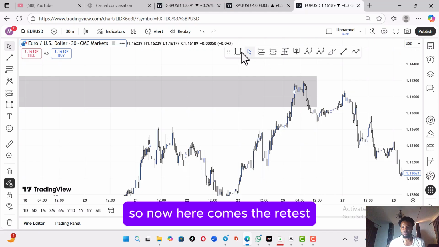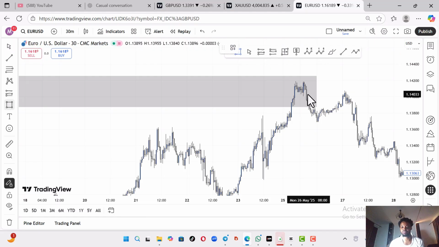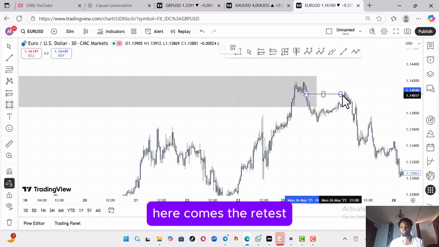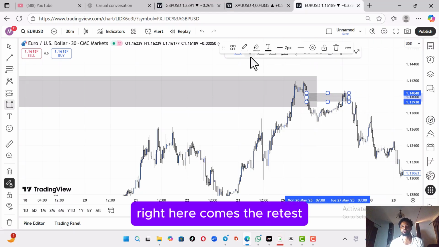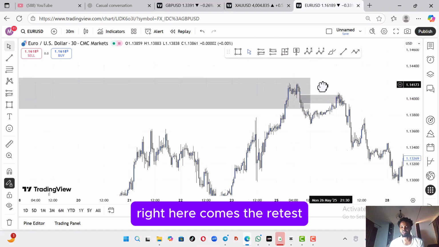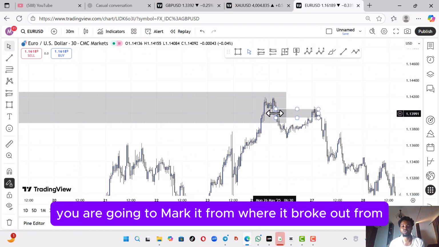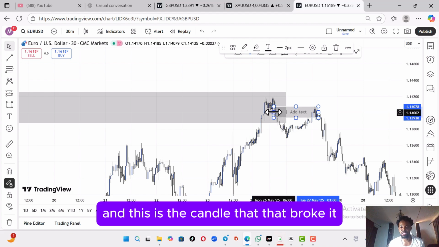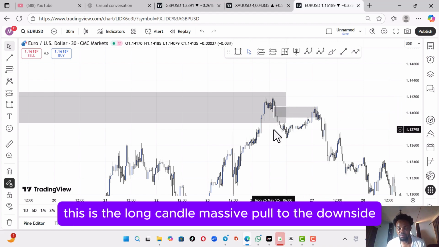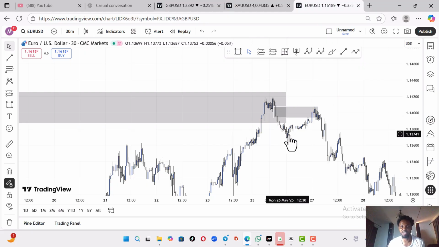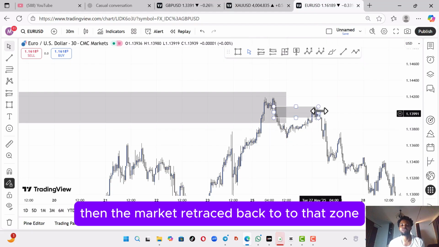So now here comes the retest. You see, this is how you find your confirmation. Here comes the retest. You are going to mark it from where it broke out from, and this is the candle that broke it. This is the long candle, a massive pull to the downside. Then the market retraced back to that zone.